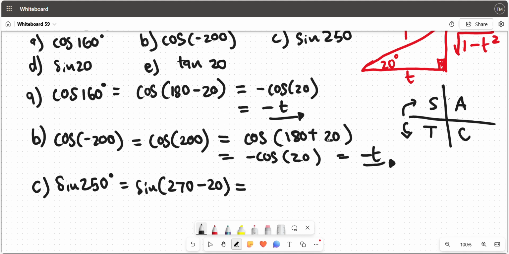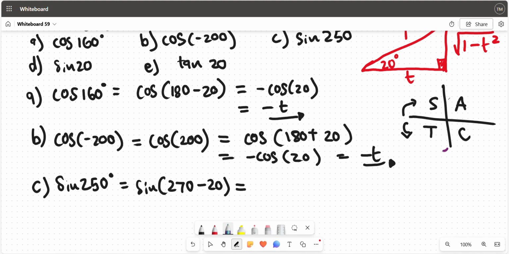And remember, with the 270 and the 90, the ratios always change. These are your co-functions. So the sine changes into a cos, and a cos would change into a sine. But where does 270 minus put me? 270 minus puts me into this quadrant, and sine is negative in that quadrant, so you end up with a negative cos 20 degrees. So do not forget to change the sine into a cos. So it's a negative 20 degrees, and for that I just put a negative t.